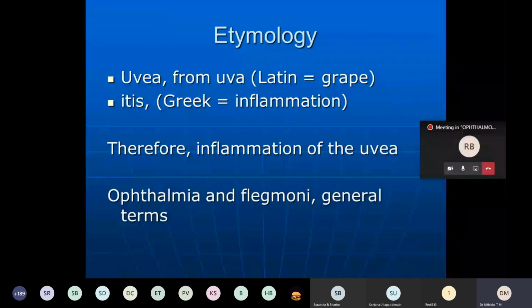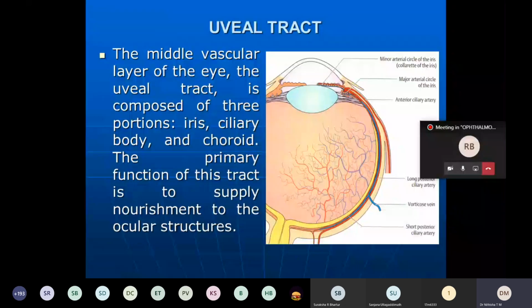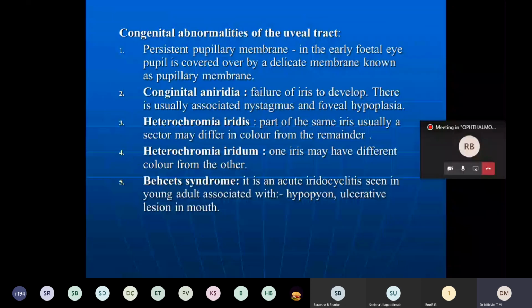Okay. Accordingly, uvea is derived from the Latin word for grapes. Itis is nothing but inflammation, so uveitis means inflammation of the uvea. The uveal tract is the middle vascular layer of the eye. It is composed of three portions: iris, ciliary body and choroid. Last class you heard about the anatomy. The primary function of the uveal tract is the nourishment of the ocular structures.